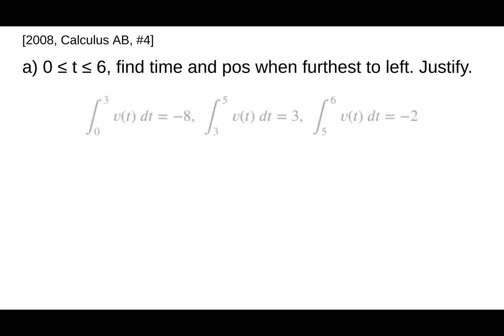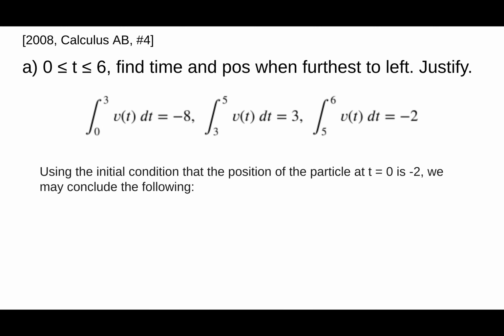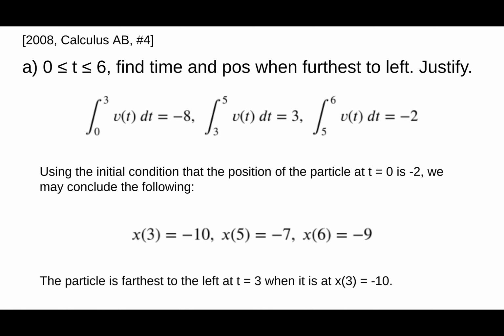So, using this information and the initial condition that the particle is at position -2 when t is equal to 0, we can conclude that x of 3 is -10, x of 5 is -7, and x of 6 is -9. All right, so when is the particle furthest to the left? When t is 3, and its position is -10.